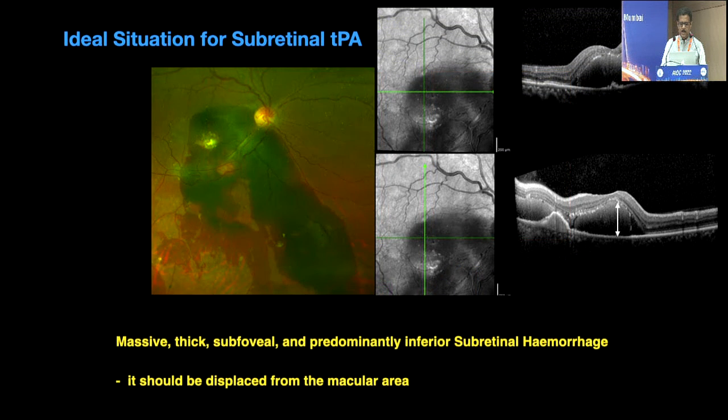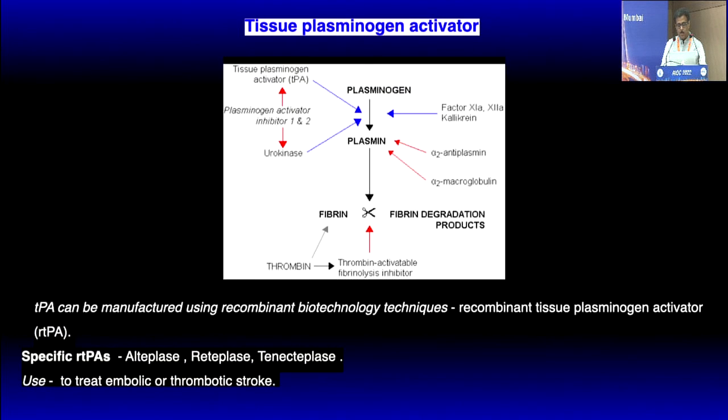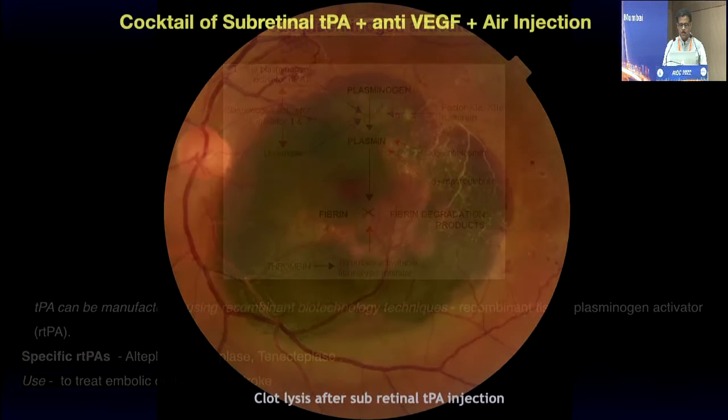So the ideal indication for subretinal hematoma is a massive, thick, subfoveal, predominantly inferior subretinal hemorrhage. Tissue plasminogen activator is present normally inside our eyes, in the aqueous humor, trabecular meshwork, lens, vitreous, and conjunctiva. Commercially it is available as alteplase, reteplase, tenecteplase, which act on the activated plasminogen activator. It converts plasminogen to plasmin, which acts on fibrin to form fibrin degradation products. That's why it causes clot lysis.